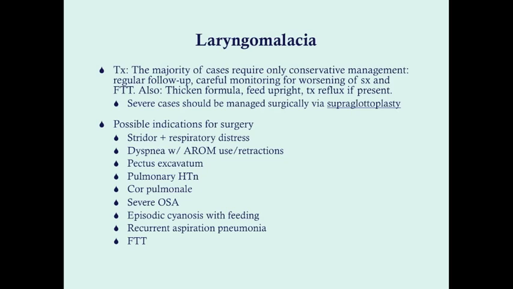So this is the case with pectus excavatum. What that does is that reduces your maximal lung volume, and so that can already add on to the degree of respiratory distress that you can get. Other things include pulmonary hypertension, cor pulmonale, severe obstructive sleep apnea if that's present, then episodic cyanosis with feeding, recurrent aspiration pneumonia, and failure to thrive. So all these things may be indications for surgery. Not necessarily. None of these are absolute indicators. But if you have any of these things, you're definitely sending the patient off to an ENT for evaluation.